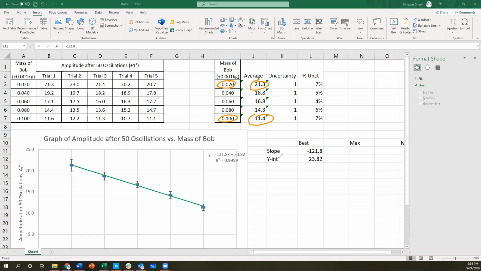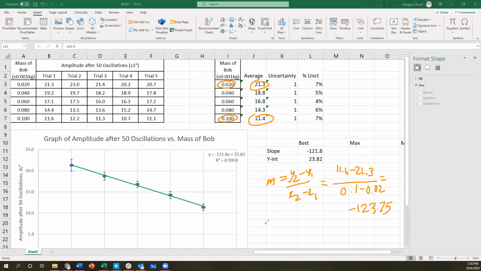So I said, if you want to manually calculate slope, the way I do it is I just take the slope formula, y2 minus y1 over x2 minus x1, and then I just plug in the first and the last value. So I do 11.4 minus 21.3 divided by 0.1 minus 0.02. I'm just going to put this in my calculator here. 11.4 minus 21.3 divided by 0.1 minus 0.02. And that gets you negative 123.75, which isn't far off from what we got, so it's reasonable. So if you do it by hand, it's reasonable.